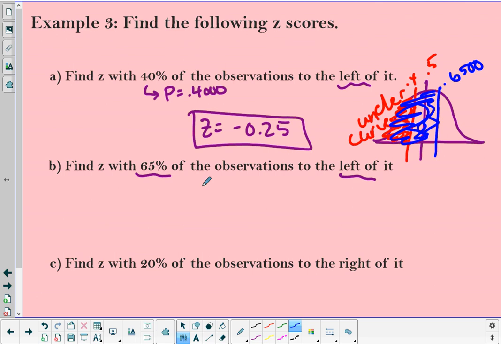So I just look for 0.65 in the table. P is equal to 0.6500, and my z that's closest to that is 0.39.